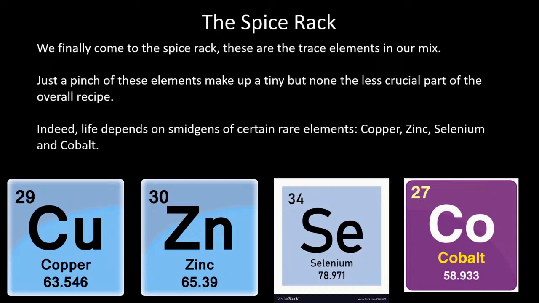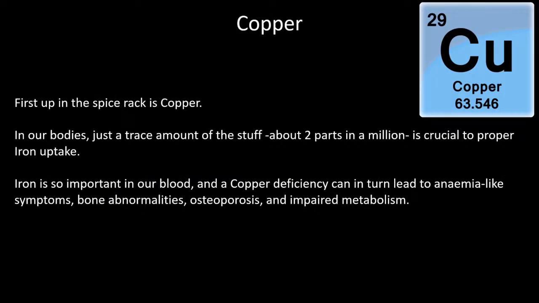The first element in our spice rack is copper. In our bodies, just a trace amount of the stuff, about 2 parts per million, is crucial for proper iron uptake. And because iron is so important in our blood, copper deficiency can in turn lead to anemia-like symptoms, bone abnormalities, osteoporosis, and impaired metabolism.